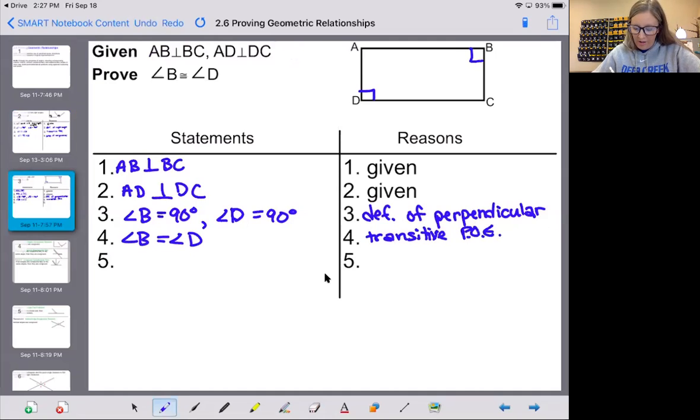Property of equality, and because both of them were 90, then B was equal to D. And then of course, our very last line of our proof is the property of congruency, or congruence property. And as always, you'll check that this matches with what you're trying to prove.